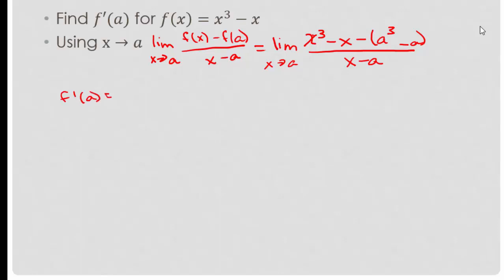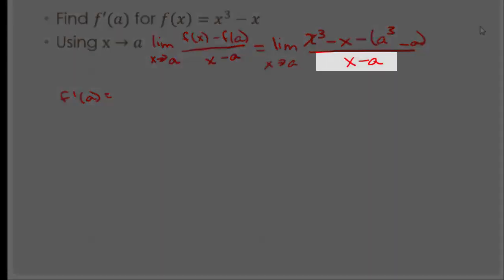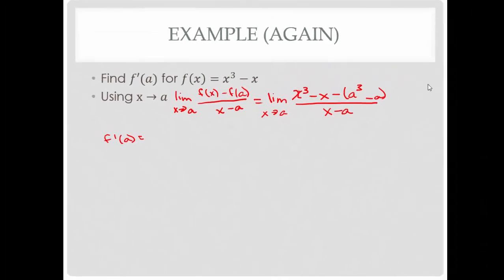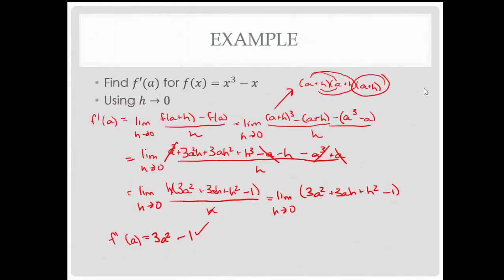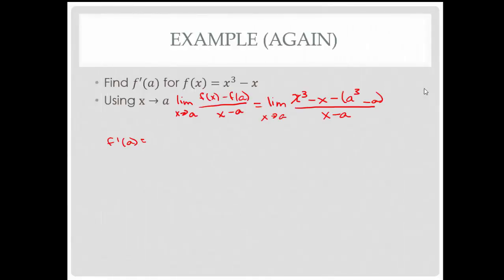It's the algebra that comes next that becomes much more problematic. Remember, the end goal is direct substitution. I want to be able to plug in a everywhere I see x. And of course, because of that denominator, that's not possible. If you plug a in place of x, you're going to get a 0 in your denominator. So just like we had to cancel the h in the previous limit definition, we're going to need to cancel the x minus a, which means we need to factor an x minus a out of that numerator somehow.